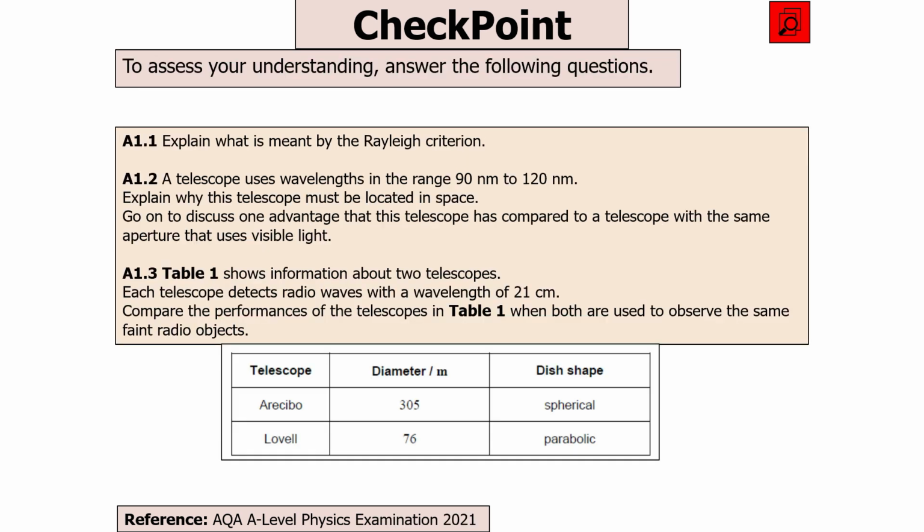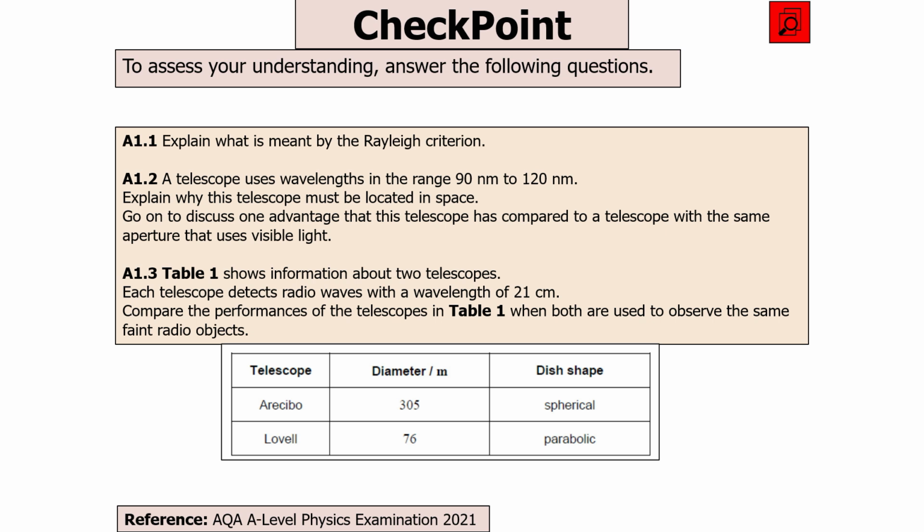So the next question says, explain what is meant by the Rayleigh criterion. A telescope uses wavelengths in the range of 90 nanometers to 120 nanometers. Explain why this telescope must be located in space. Then table 1 shows information about 2 telescopes.